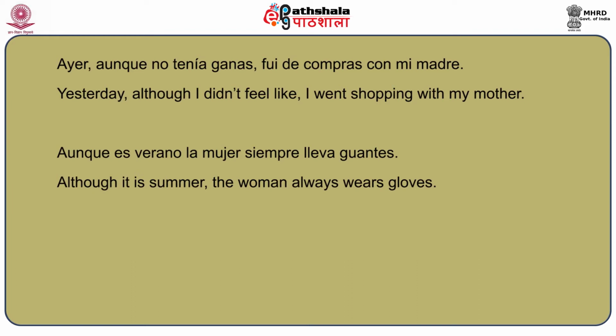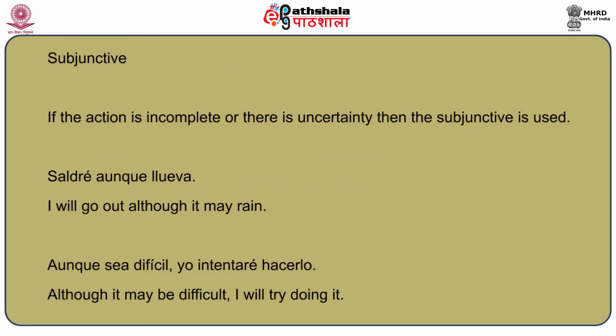Aunque es verano, la mujer siempre lleva guantes. Although it is summer, the woman always wears gloves. Subjunctive is used if the action is incomplete or there is uncertainty, then we use the subjunctive in the dependent clause. Saldré aunque llueva. I will go out although it may rain.